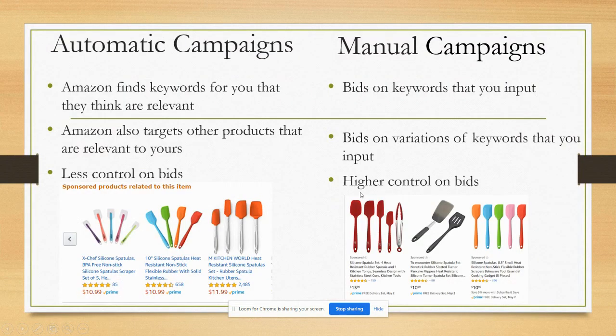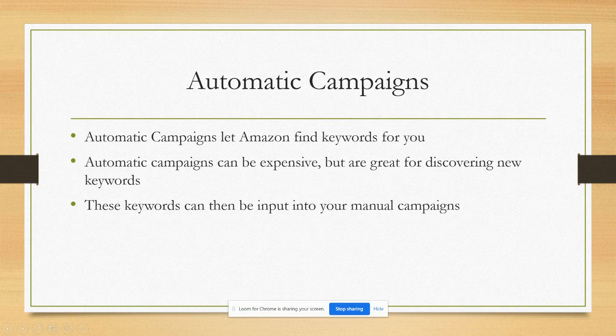Let's start by discussing the difference between the two types of campaigns Amazon offers, automatic and manual. Automatic campaigns let Amazon do all the work. They'll find the keywords that they think are relevant and also target other products for you. This results in less control over the bids. Second, we have manual campaigns. These campaigns bid on the keywords you tell it to or variations of it. We'll get to what that means in a moment. Manual campaigns give you much more control over the bids, so that is where we want most of our spending to be. Let's look into each of these campaign types more closely.